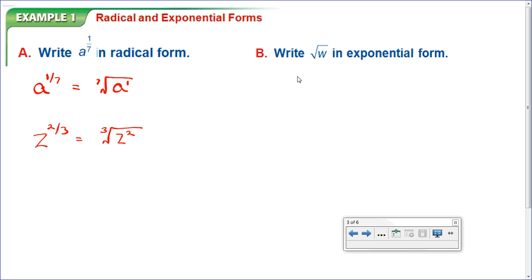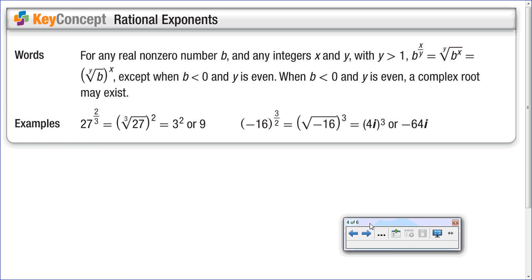Alright? Now going backwards, of course, this one is the square root of w. Your power right there is 1, and your index is 2. Quick and easy.